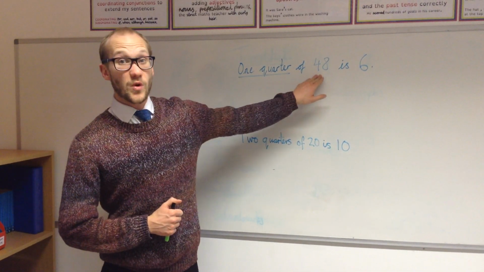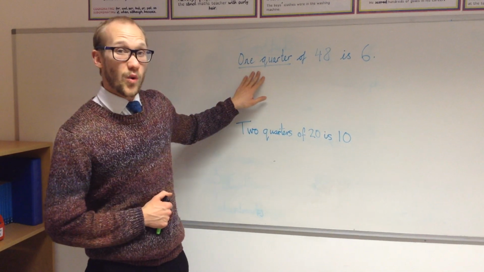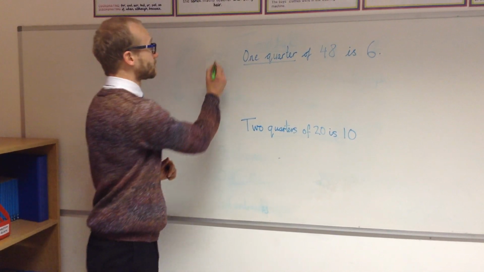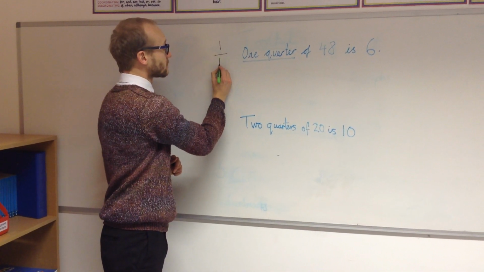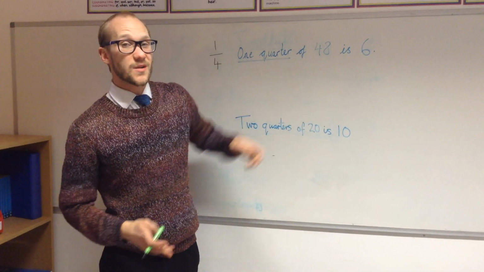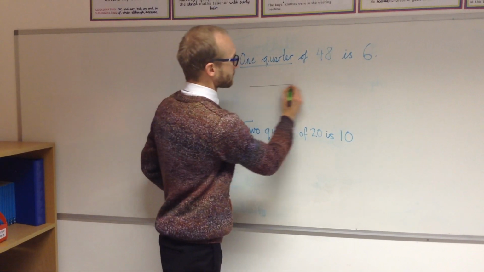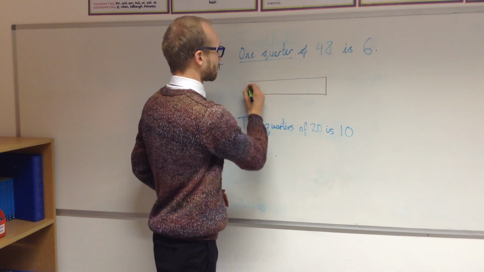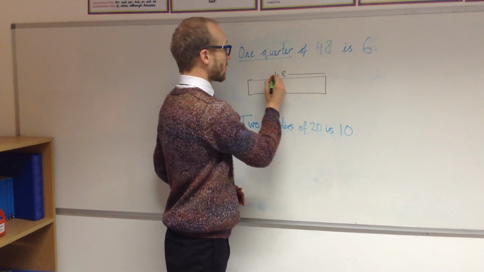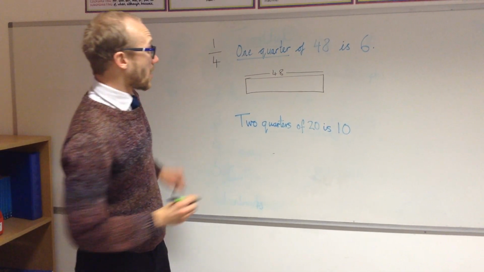1/4 of 48 is 6. Let's see if this is true by working out 1/4 of 48. I'll start by writing 1/4. And I'm finding 1/4 of 48. We're going to use the bar model technique that we used last week. Just draw one big bar, which is worth 48, and divide it into 4 parts.